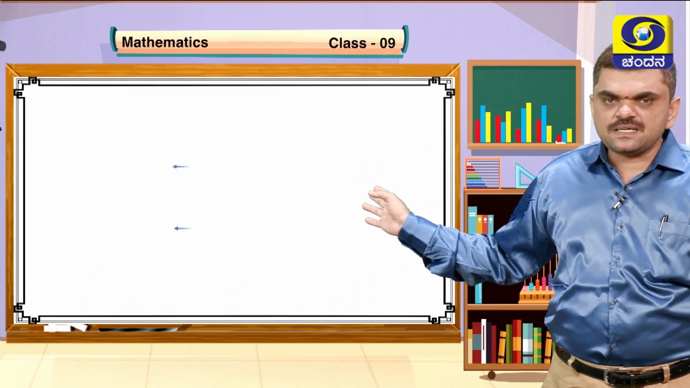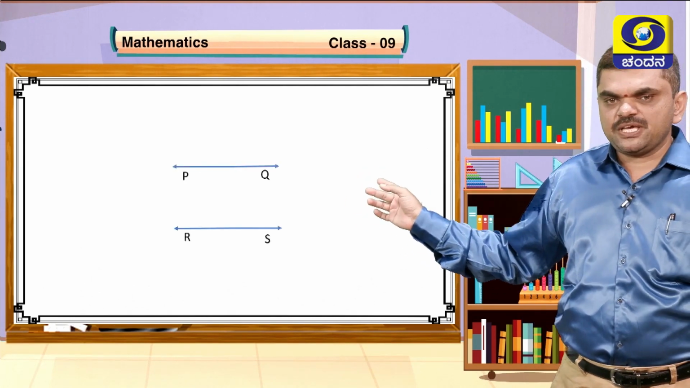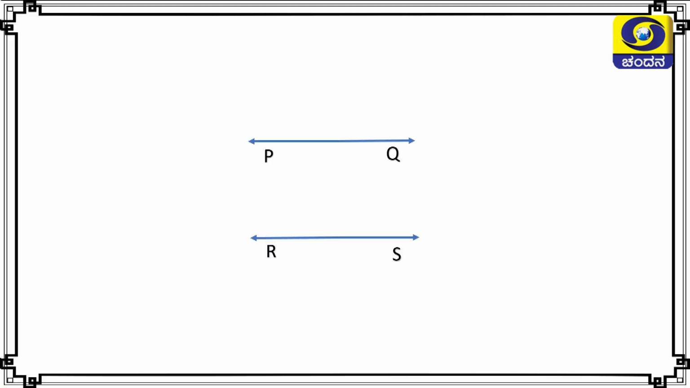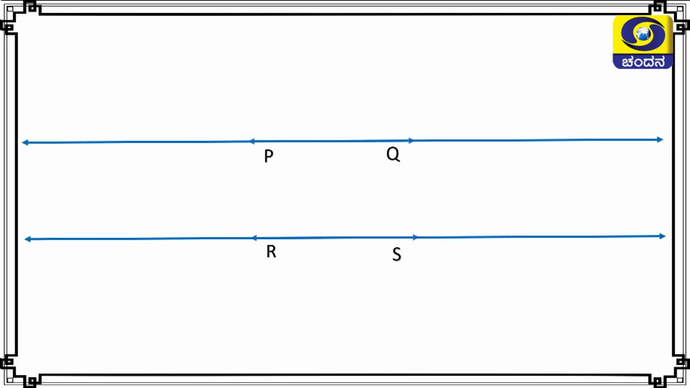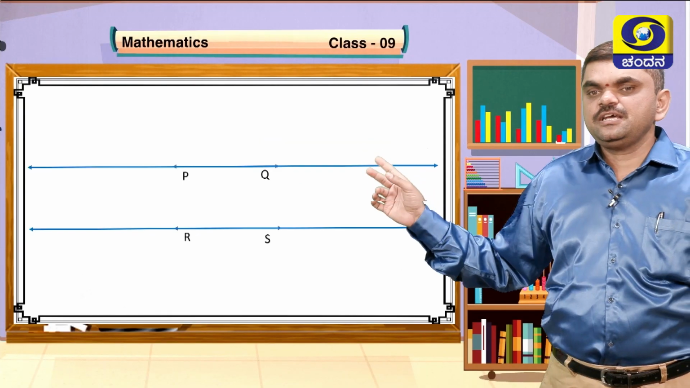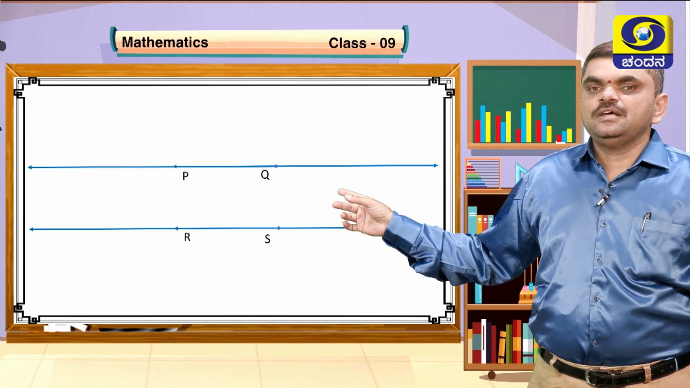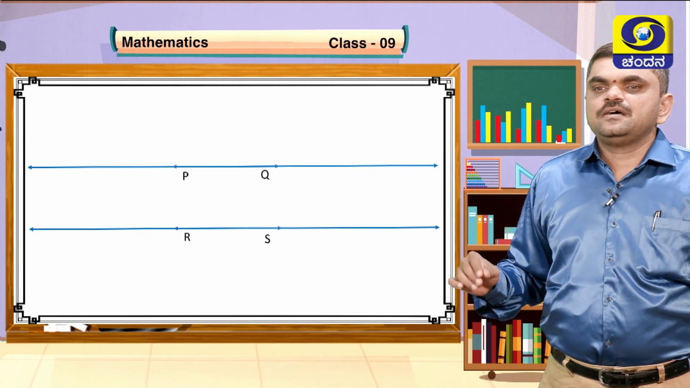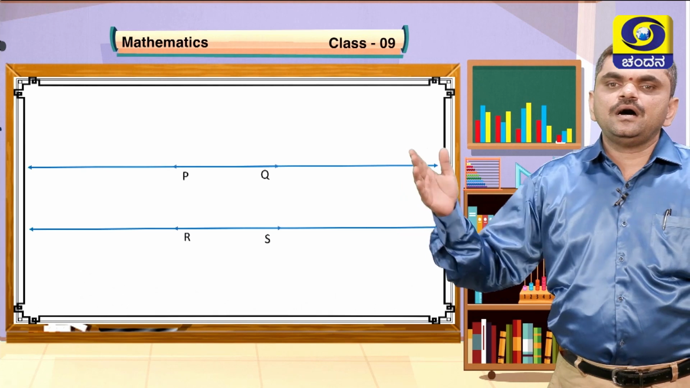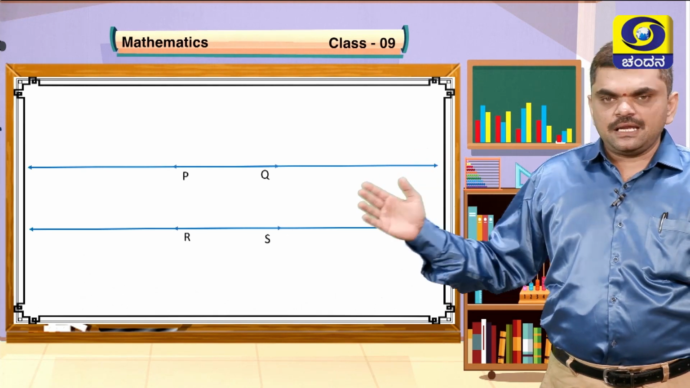Another type of lines are there. Observe here, this is PQ and RS are two lines, where if I extend PQ and RS on both sides, it won't meet anywhere. Observe here children, it is not meeting at all. Then these types of lines are called non-intersecting lines, or it may be called parallel lines.